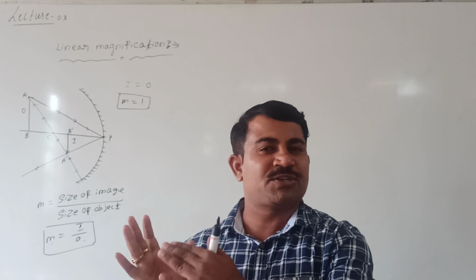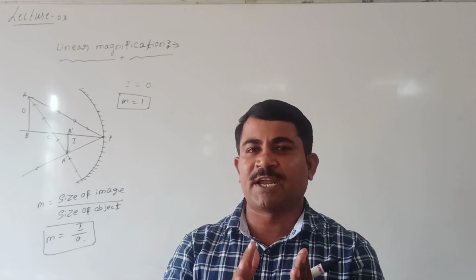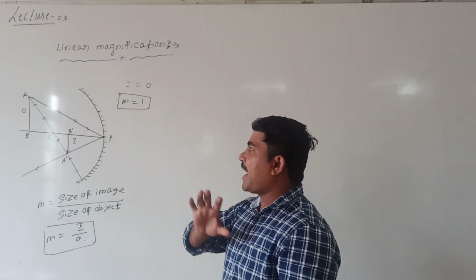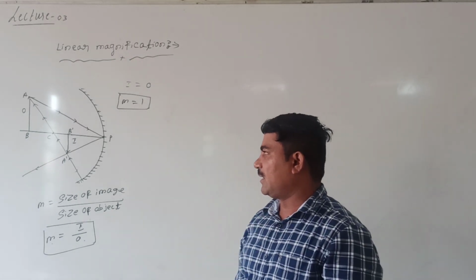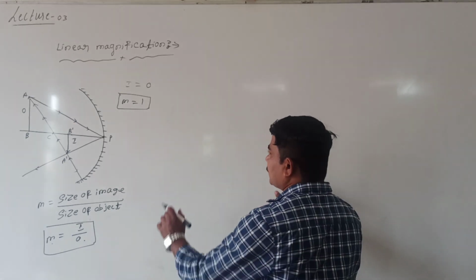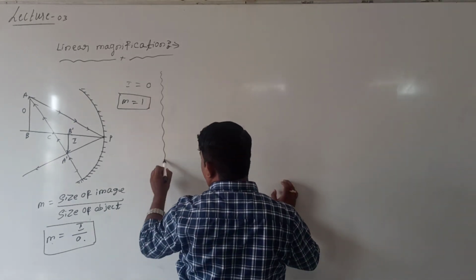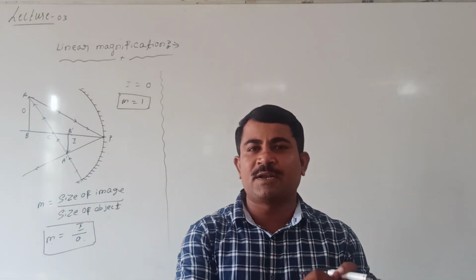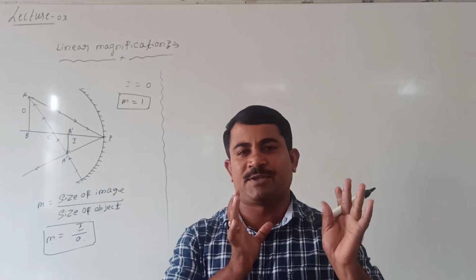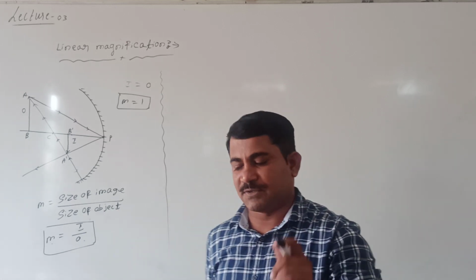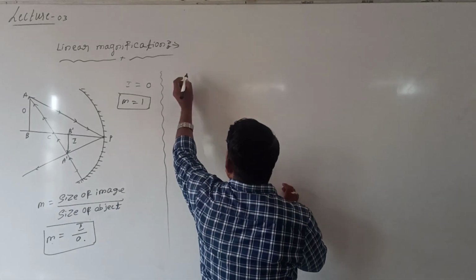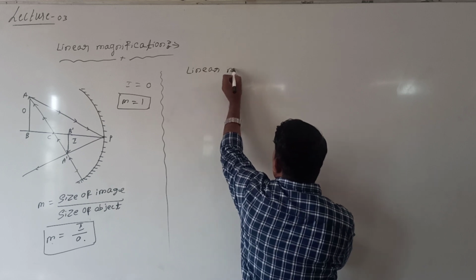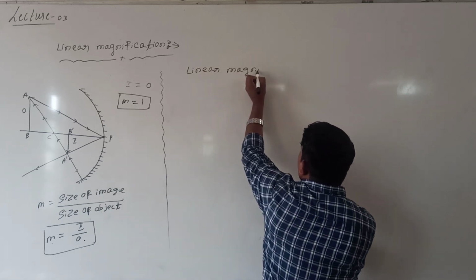How it is positive initially for concave mirror, that we'll see. How it is negative, later we'll go for convex mirror. Now how linear magnification is negative, that we'll see in detail. Generally linear magnification for a concave mirror is negative for a real and inverted image. For a real image, linear magnification.